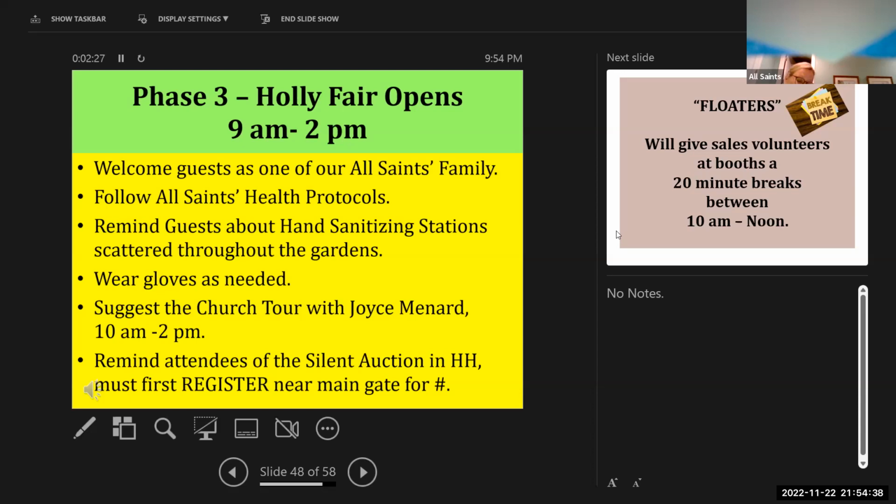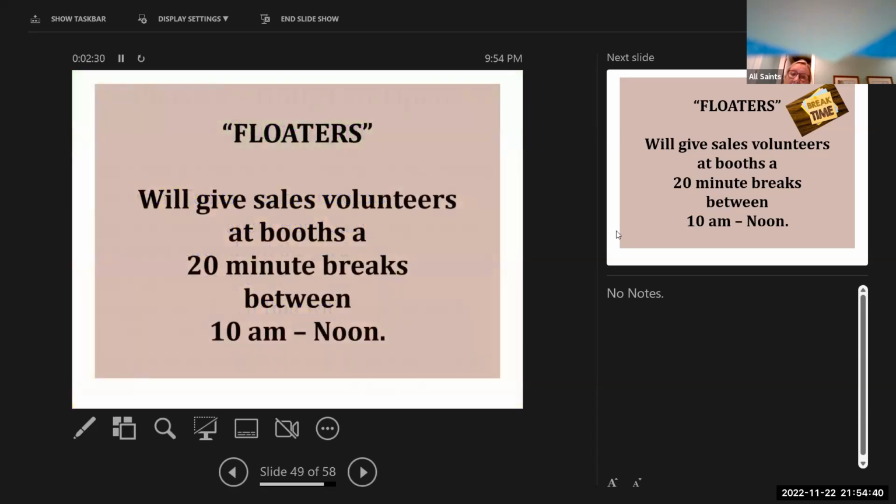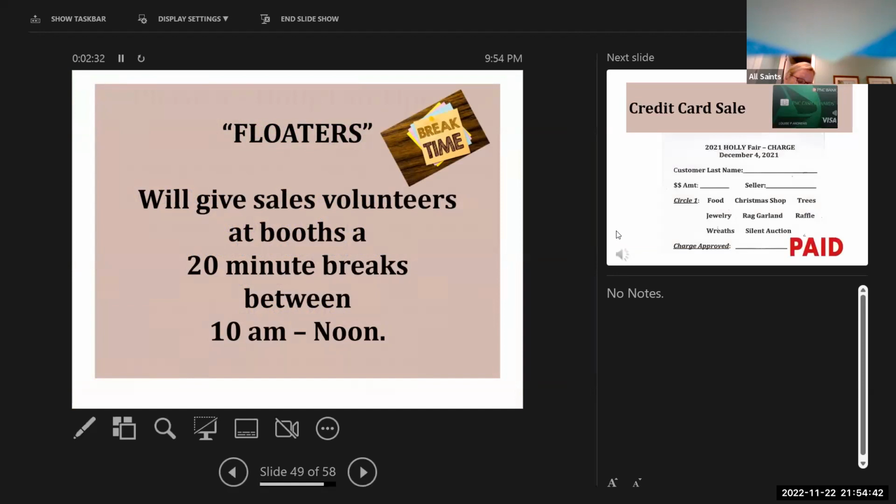And we're going to have floaters, kind of like substitute teachers. There's three of them. And I've asked them to give breaks to people at the booths, especially the booths that only have two people, so that one person can go get something to eat, go to the restroom, get some water, go sit down and rest. But we'll have chairs at all the booths for you to sit, just to give you a little break.